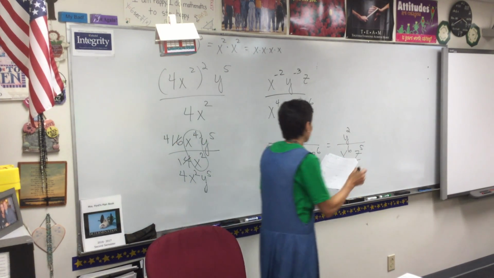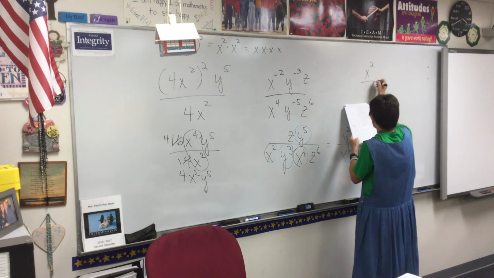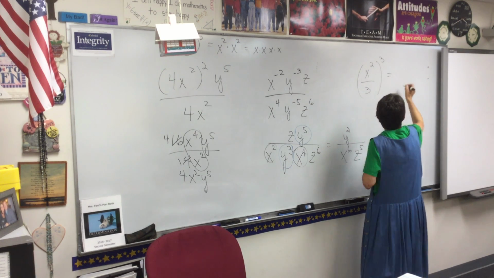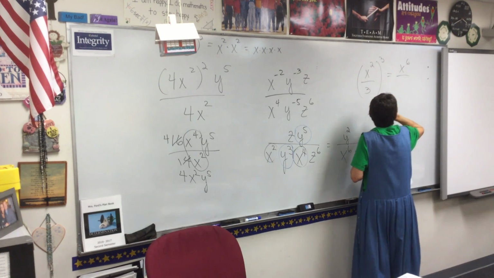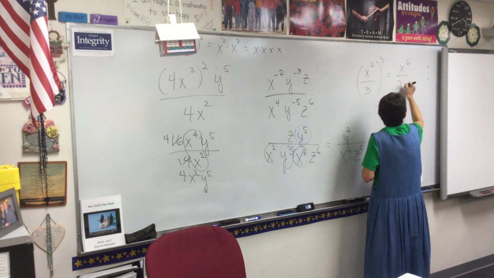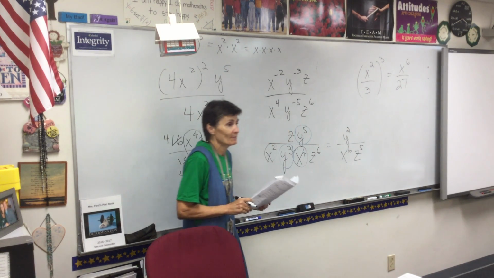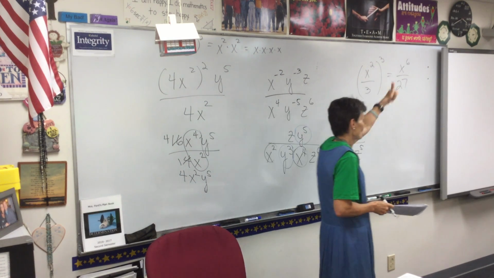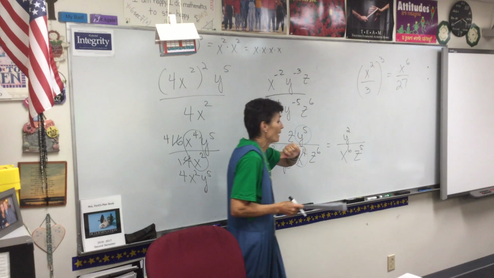Oh, E is an easy one, I think. What's the answer to E? Can anybody tell me? X to the 6th over 27. Why is it over 27? 3 to the 3rd, and 3 to the 3rd means 3 times 3 times 3. So 27 on the bottom, good.